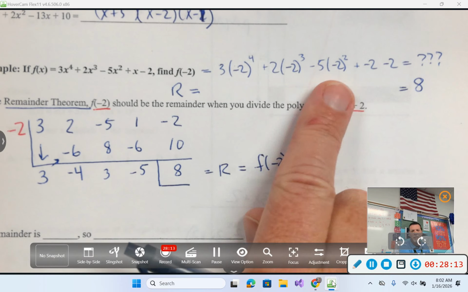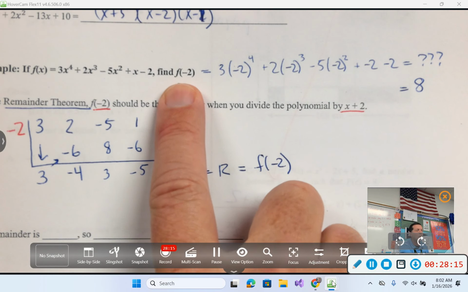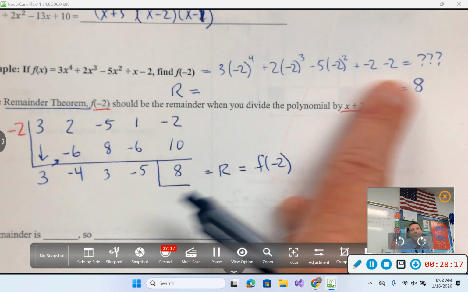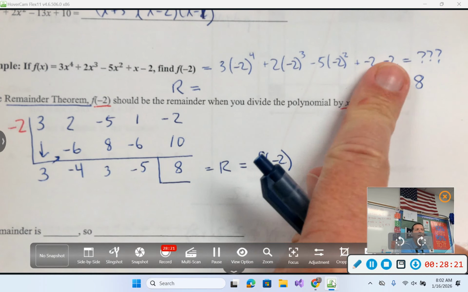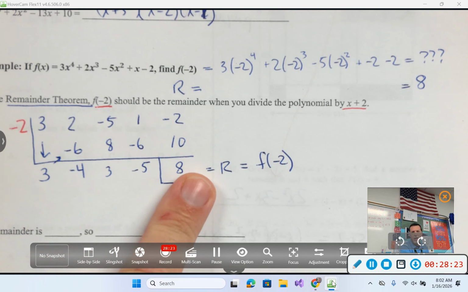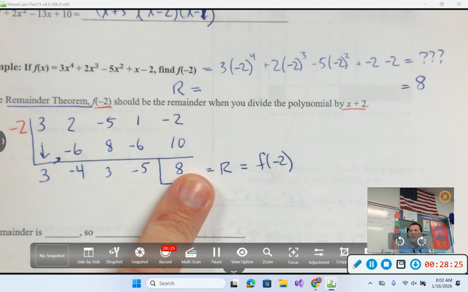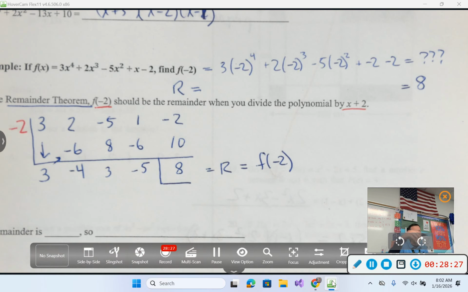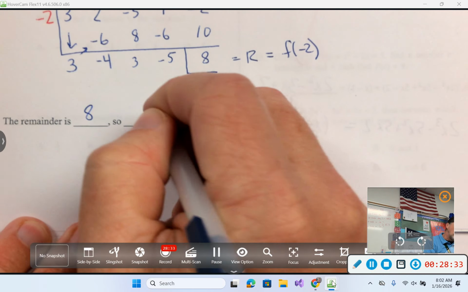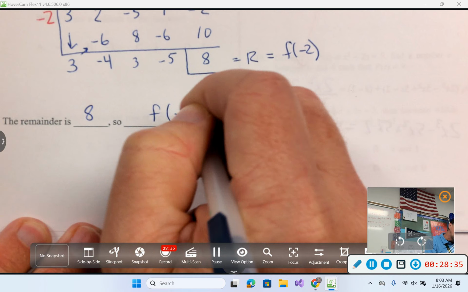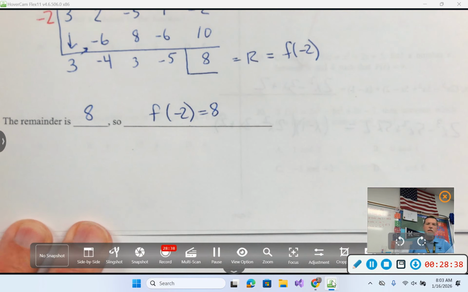It wouldn't be terrible with 2's, but if I ask you to find f of 4 or f of 5, that would really get ugly in a hurry doing it the plug-in way. Doing it this way, even with 4's and 5's, wouldn't be terrible. You'd just be multiplying by 4 or 5 and adding. So the remainder is 8, which means f of negative 2 equals 8.